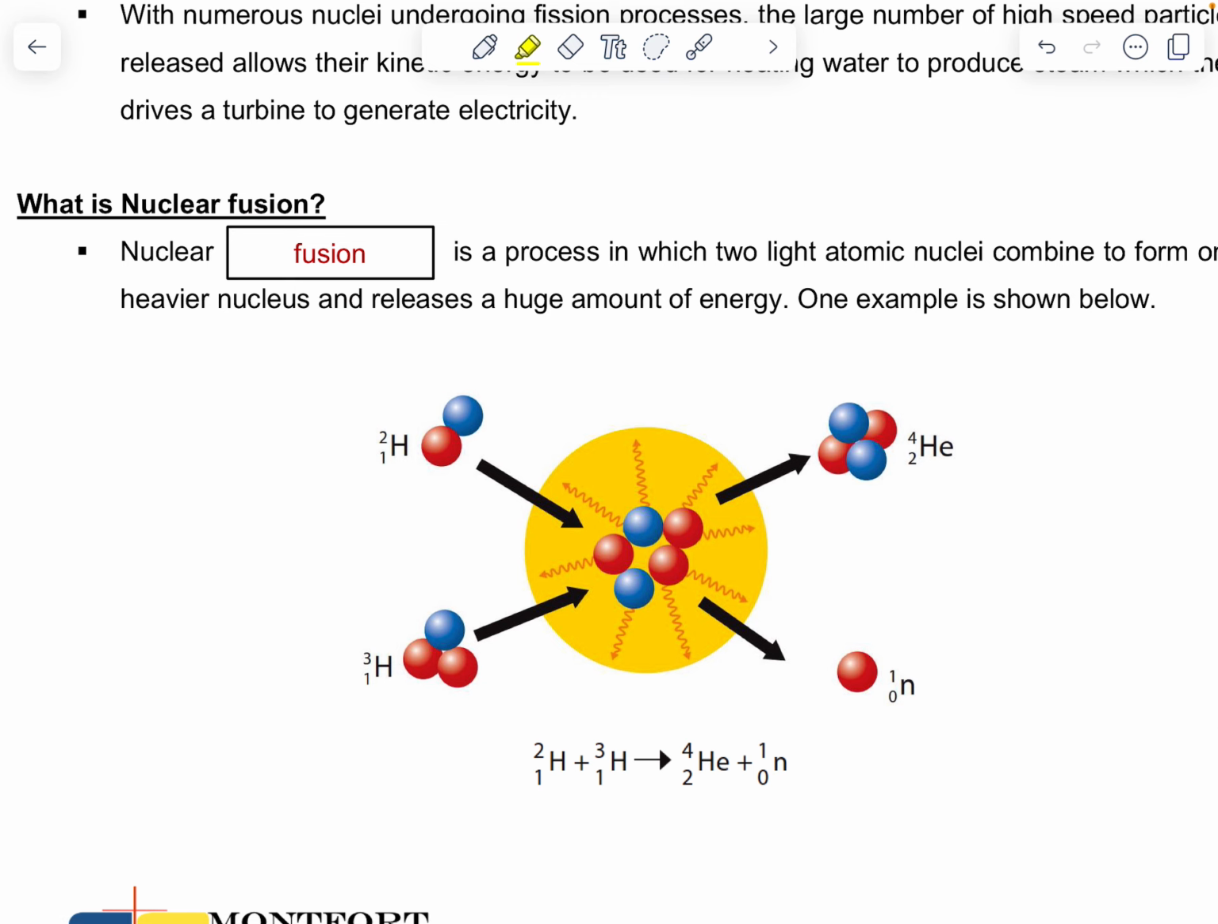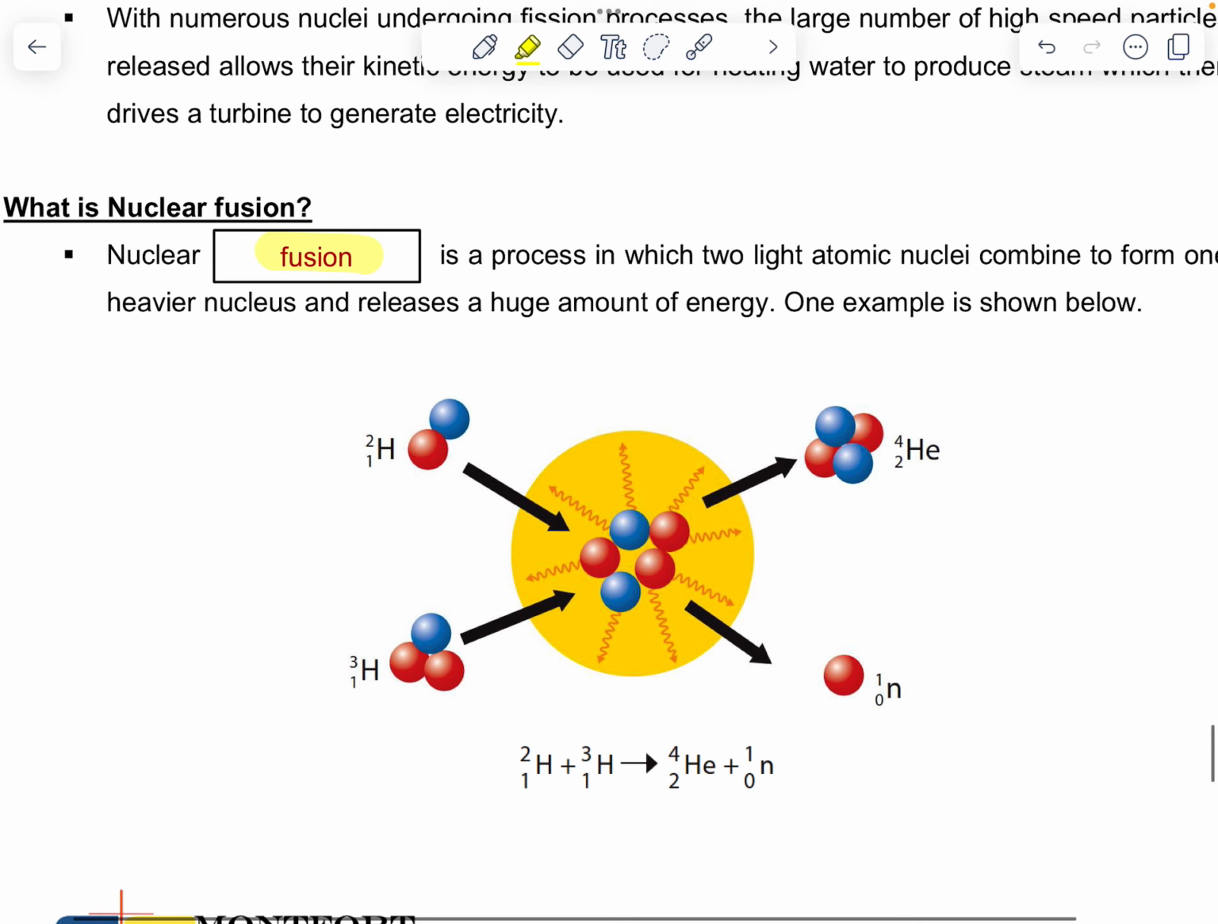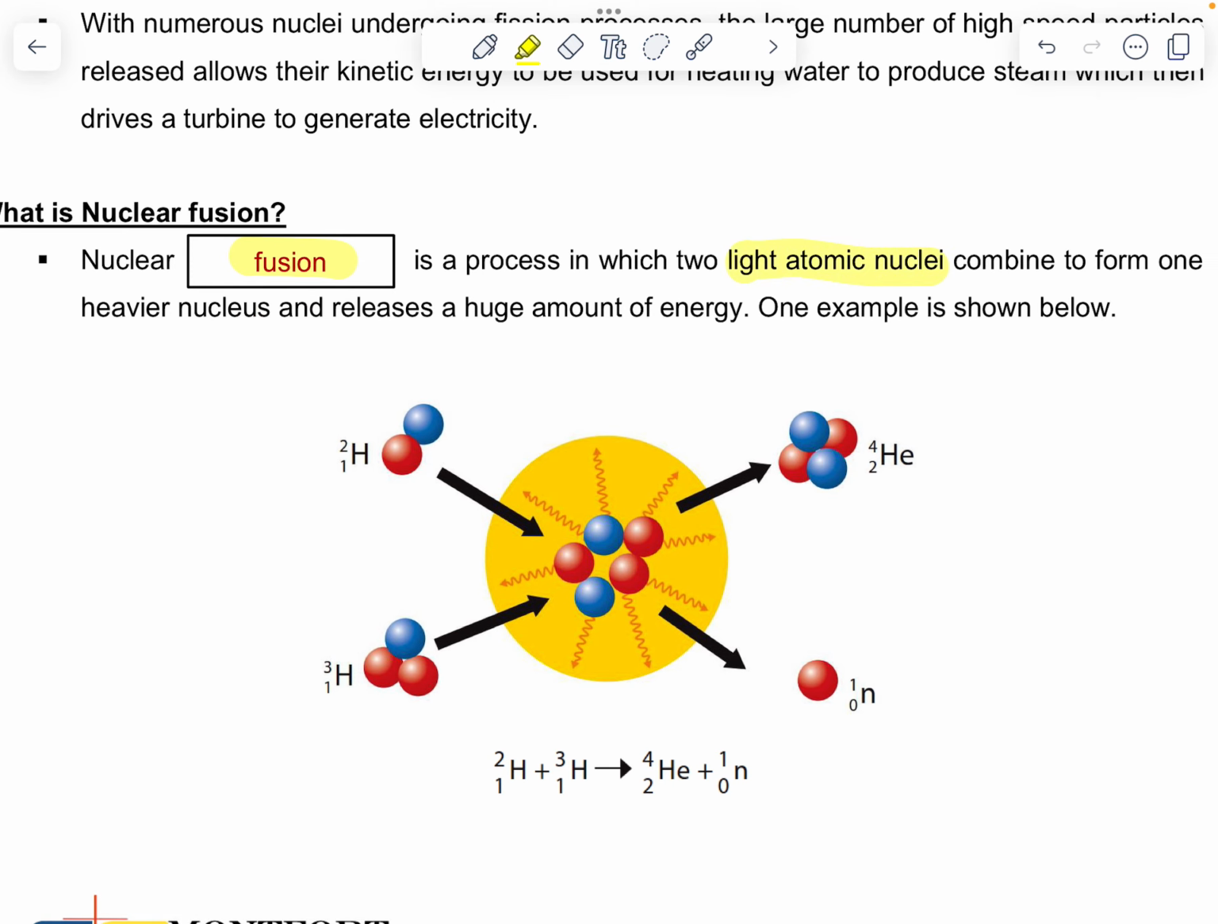Nuclear fusion is when two light atomic nuclei combine to form one heavier nucleus. This usually happens in stars, because it requires high temperature and high pressure. The loss of mass is converted into energy. So both processes, nuclear fission and fusion, produce energy.